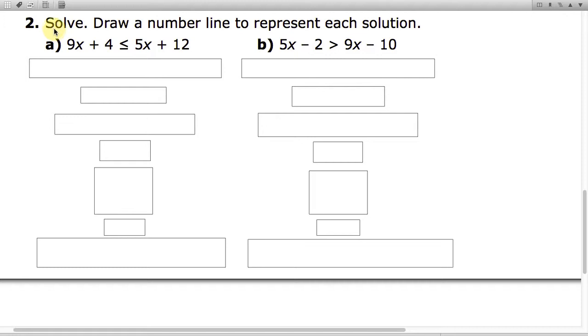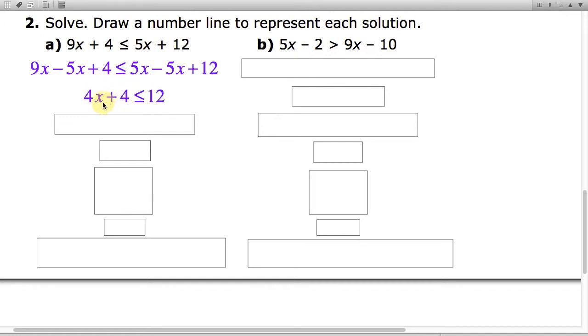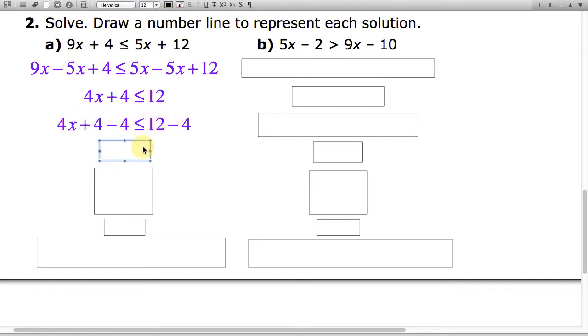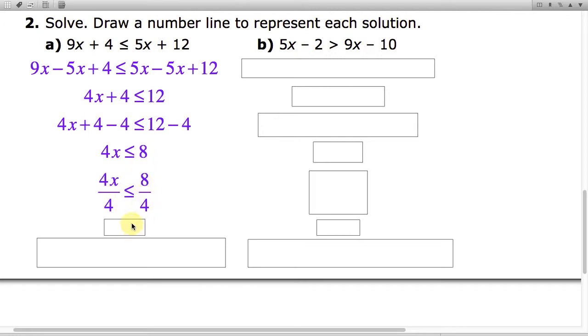Next, in number 2, the instructions are solve and draw a number line to represent each solution. So to solve this equation, we just move variables to the left. So we get 4x plus 4 less than or equal to 12. Constant terms to the right. So we end up with 4x is less than or equal to 8. And dividing both sides by the coefficient of the variable, we end up with x is less than or equal to 2.